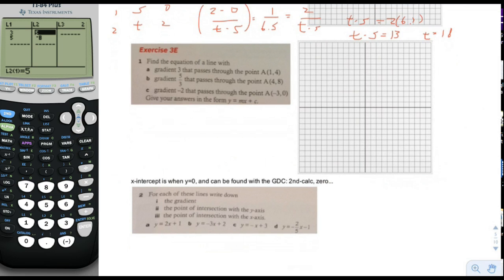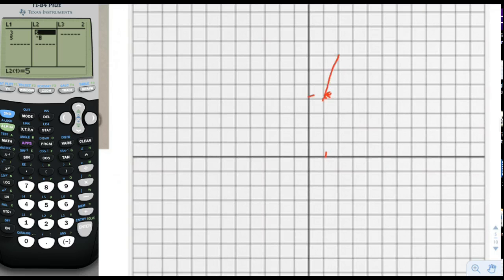3E, number 1. Find the equation of a line with gradient 3 that passes through the point (1, 4). (1, 4) is there. Gradient 3, so that would be like that, right? So the point that it goes through on the y-axis would be (0, 1). Okay, and we can use that.